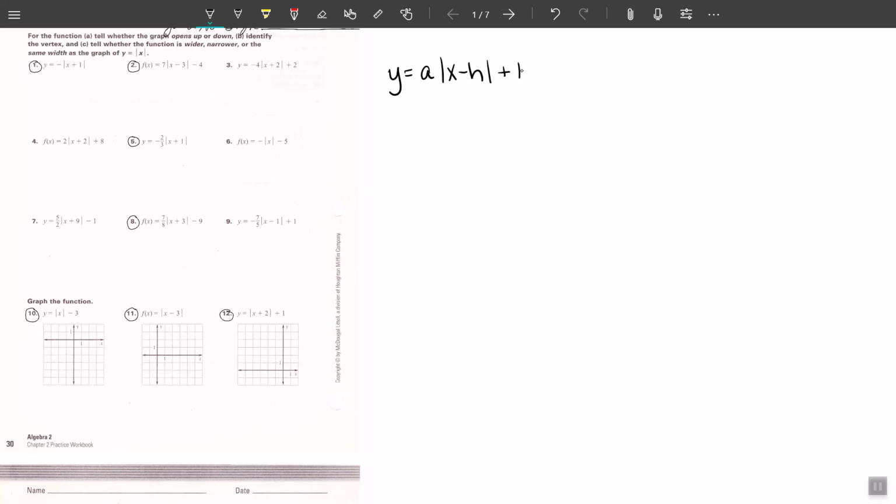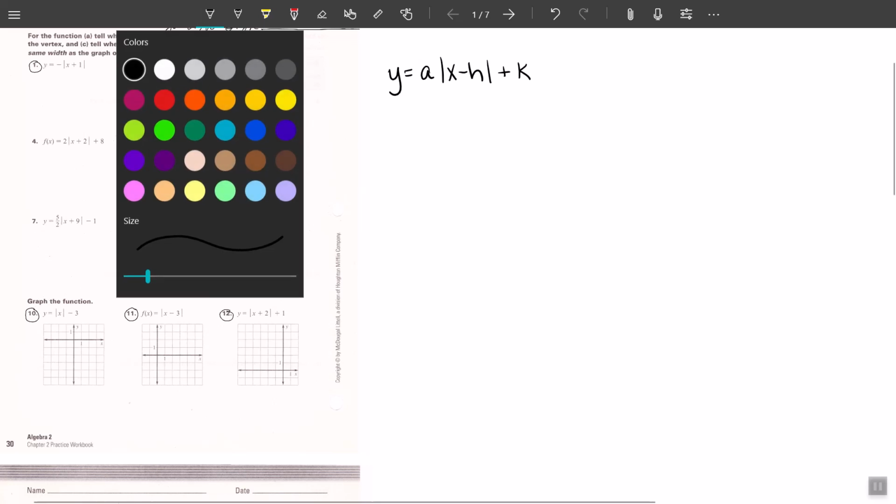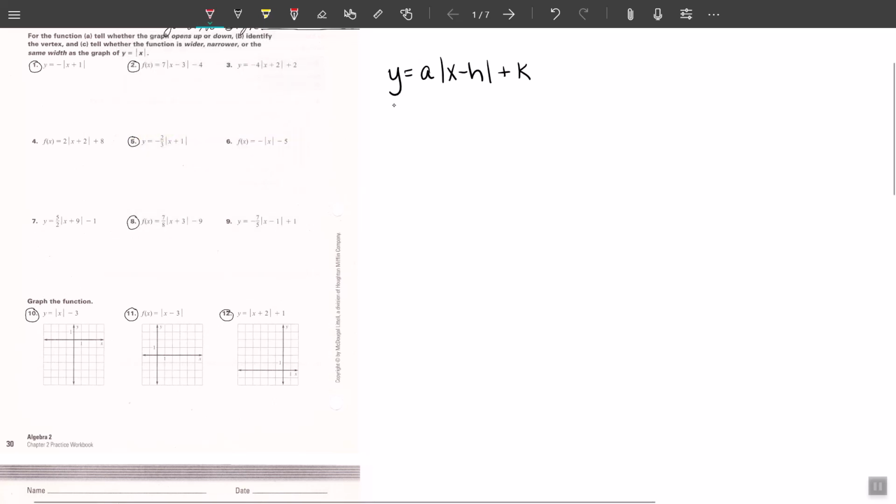And so our very first step in number 1 is to rewrite that in this form right here. So I'm just going to go through and write it. I'm looking at number 1. I'm going to write it out in this form. And you're probably going to see right away that we have a problem. It's x plus 1 instead of x minus h.